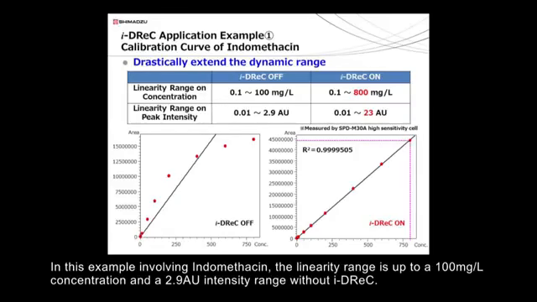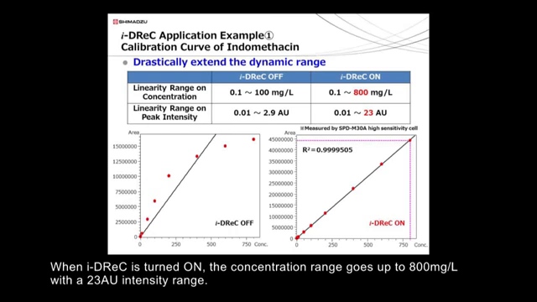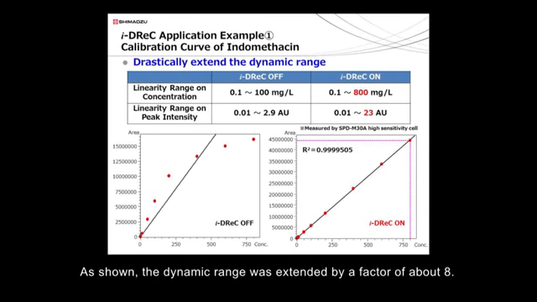In this example, involving indomethacin, the linearity range is up to a 100 mg per liter concentration and a 2.9 AU intensity range without DReC. When DReC is turned on, the concentration range goes up to 800 mg per liter with a 23 AU intensity range. As shown, the dynamic range was extended by a factor of about 8.